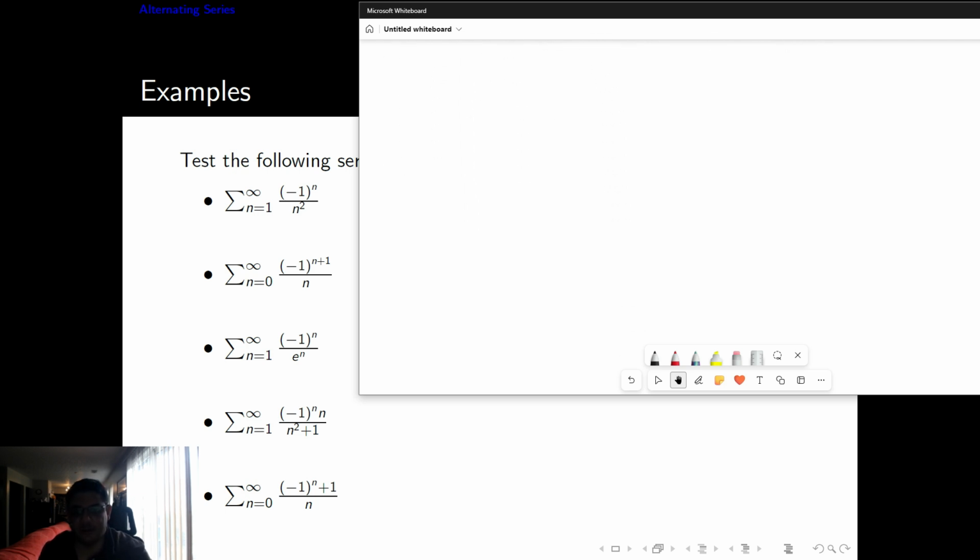Now, let's take a look at one last example. This is a series from n equals 0 to infinity of (-1)^(n+1) over n. Notice that at a glance, this might look like an alternating series, but it really isn't, because this is saying minus 1 to the n plus 1. When n is even, this becomes 1, and then this becomes 2. But when n is odd, this becomes -1, and then this is 0.